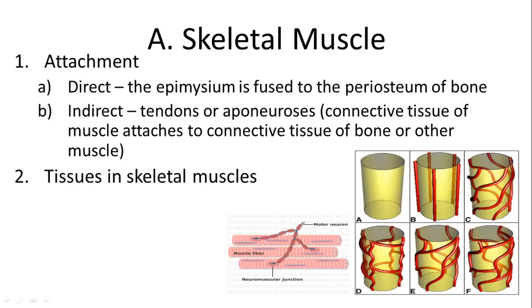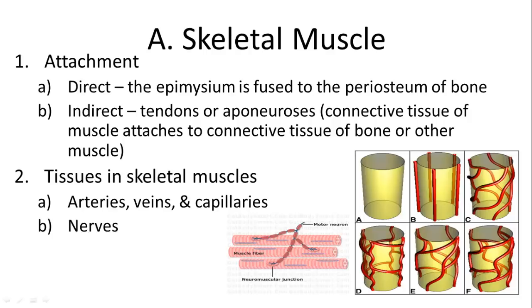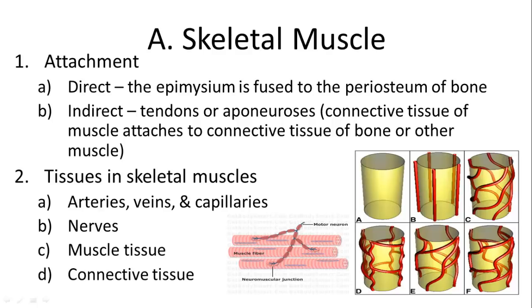There are more than just muscles in muscles, right? So muscle is the largest component, of course, found in muscle tissue anyway, but there are also arteries, veins, and capillaries, which are providing blood supply to the muscles. There are nerves, which are important for causing that excitation to occur and sending feedback from those muscles. There is, of course, muscle tissue, and then there's connective tissue holding it all together.